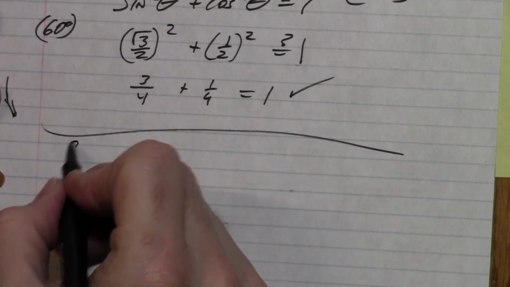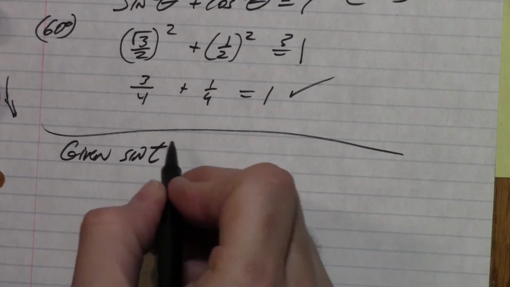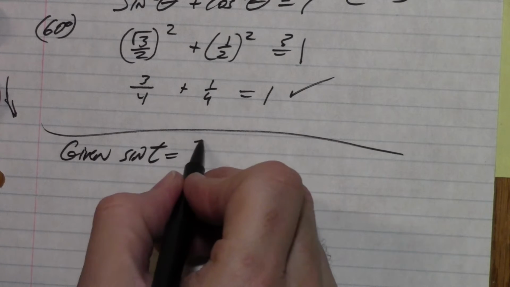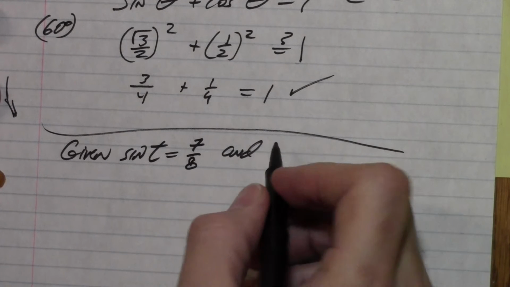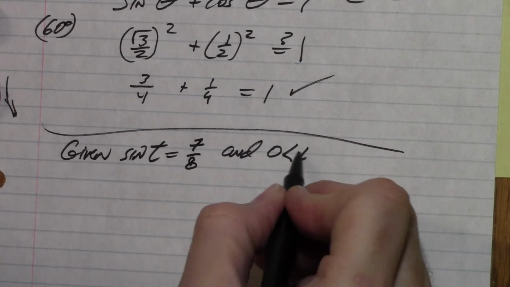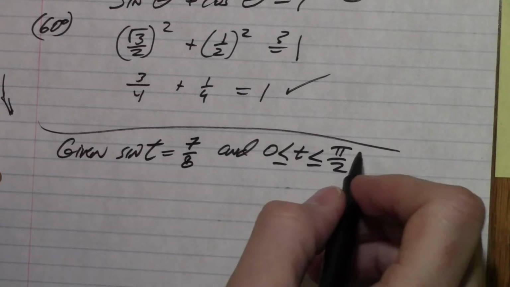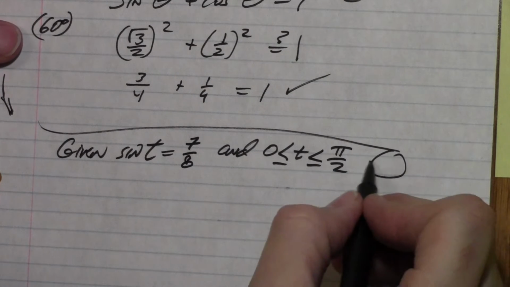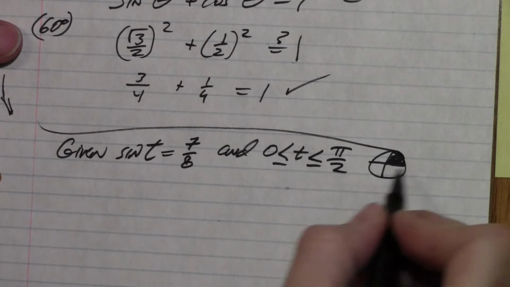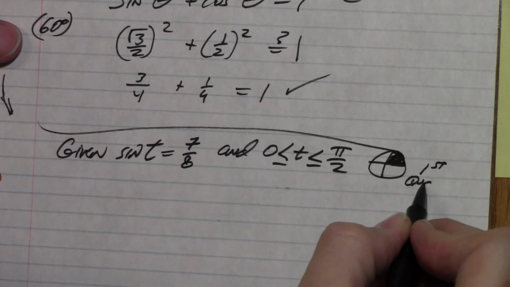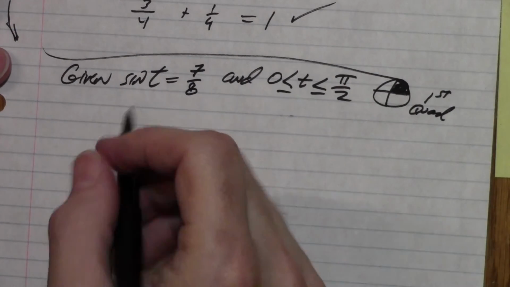Okay. So, given that the sine of an angle, they call it t in the book, I don't know why, but we'll use it, is equal to 7 over 8. And with this qualifier, that 0 is less than or equal to t, which is less than or equal to pi over 2, that's 90 degrees. So what that means is we're talking about this area here, so we're only dealing with the first quadrant. That's an important thing for the end of it.